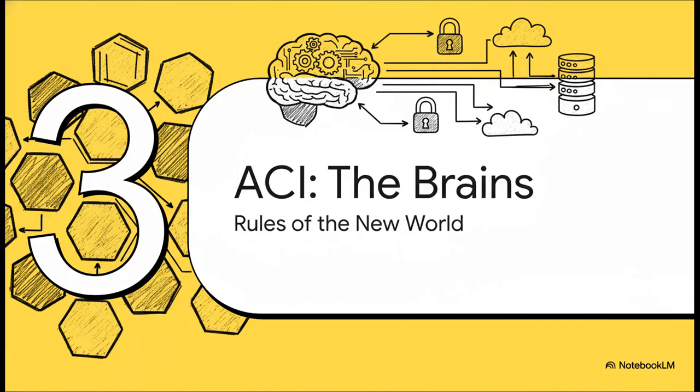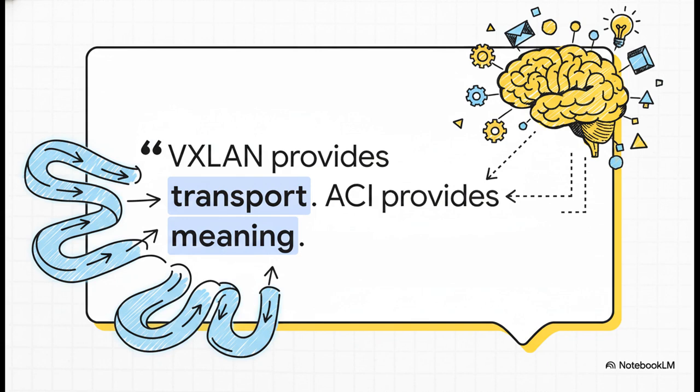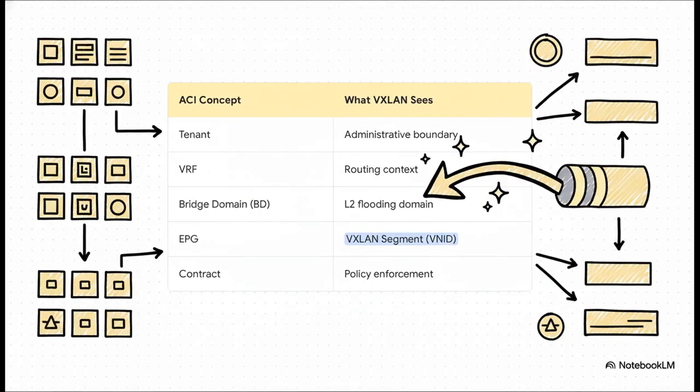Exactly. If VXLAN is the transport, then ACI is the brain. It's the intelligence, the policy engine that dictates all the rules. ACI tells the network exactly what to do, who's allowed to talk to whom, and how everything should be connected. You know, this quote just perfectly nails the relationship. VXLAN provides the transport. ACI provides the meaning. It's so simple, right? VXLAN builds the roads, those virtual tunnels, but it's ACI that puts up the road signs, the traffic lights. It gives the whole system purpose. It provides the meaning.